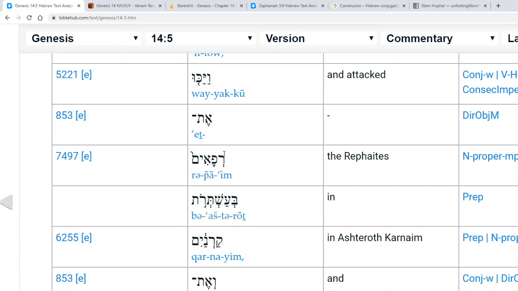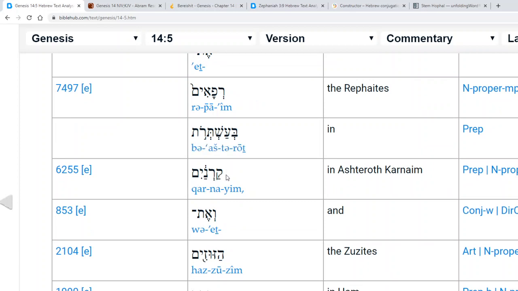So I would normally think Rephaim is a place, but apparently it's the Rephaites. They attacked people from Rephaim. It's plural, so Rephaites, right? Yeah, okay.